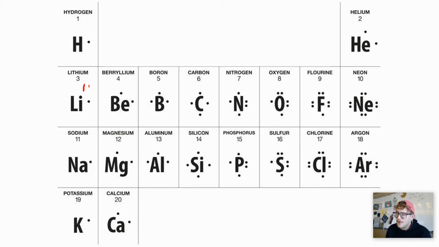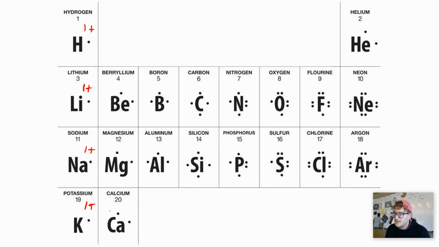All right. So that's the case for all of these guys. They would have a +1 charge, +1 charge, +1 charge. Because if they were to form a bond, they would be giving that electron away. They would then become positively charged by 1. All right. Well, let's look at these guys that are one column over.